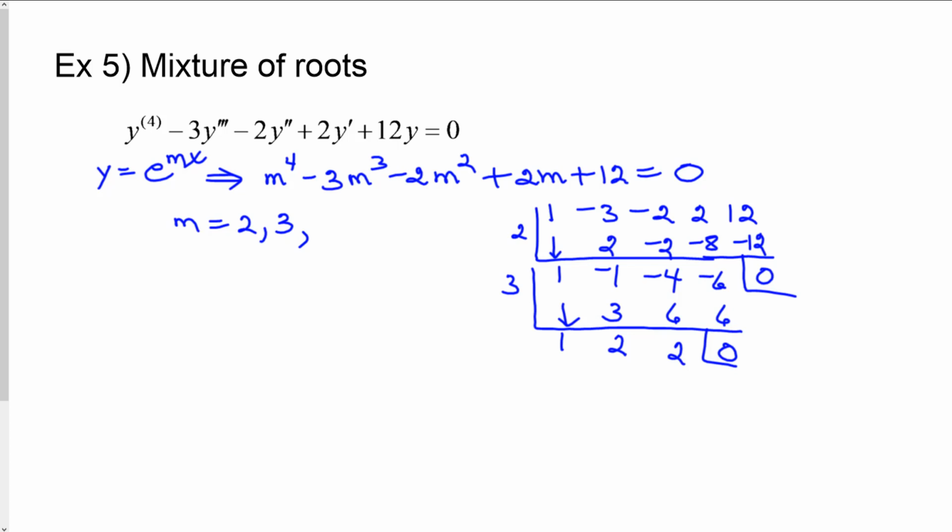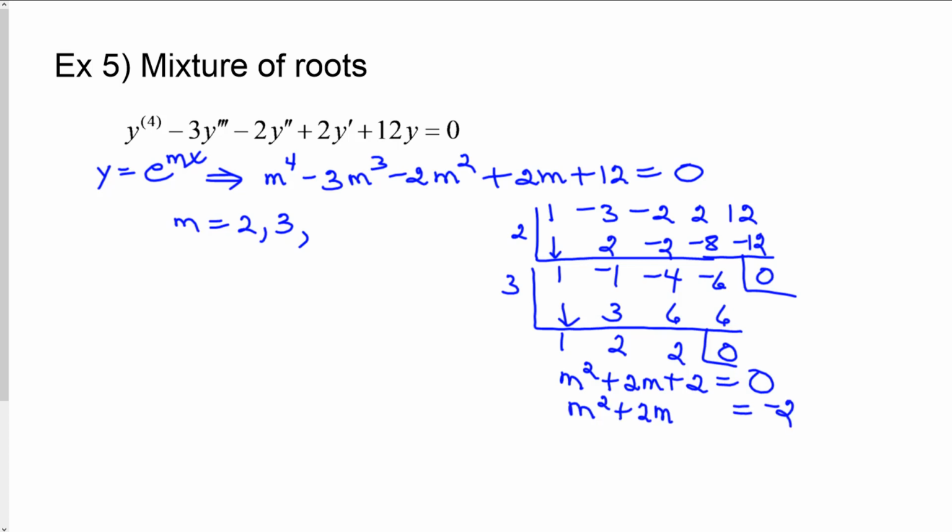So our remaining quotient is m squared plus 2m plus 2, and we need to set that equal 0. It does not factor, so you're not going to have real roots here. You're probably going to have imaginary roots. So let's complete the square again.